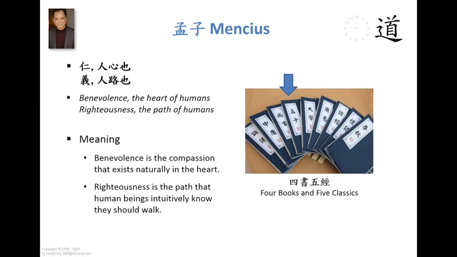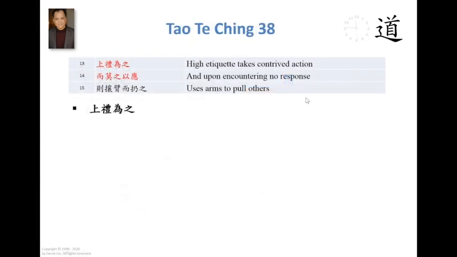All right, so we've talked about high benevolence. We've talked about high righteousness with a story to illustrate its meaning. There's one more thing to talk about in that top half, and that is high etiquette. So I want to make sure we cover that before we bring our session to an end today. In line 13, here you see the reference to high etiquette. High etiquette takes contrived action and then upon encountering no response, uses arms to pull others.